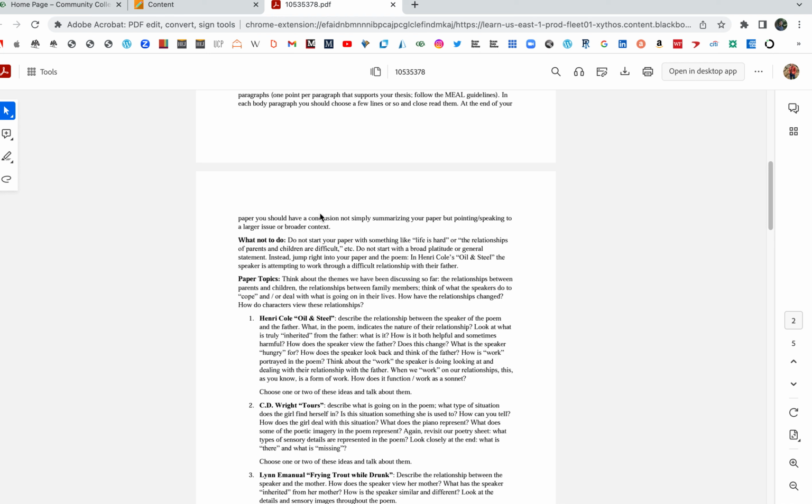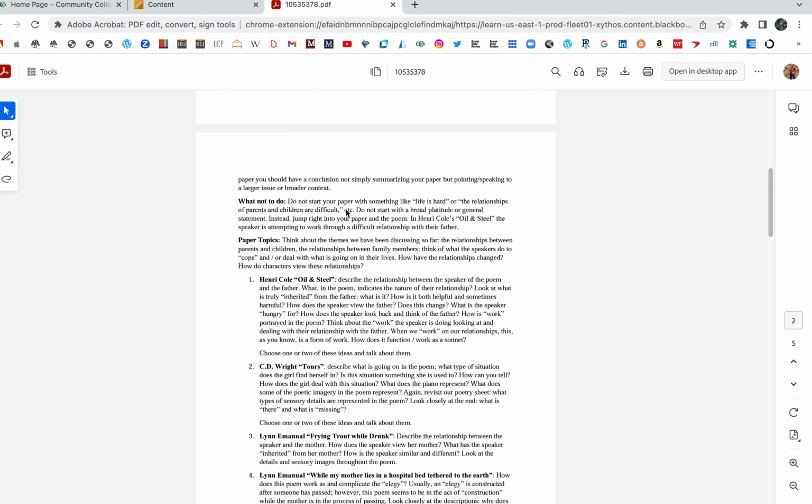At the end of your paper, you should have a conclusion, not simply summarizing, but also pointing and speaking to a larger issue or broader context.